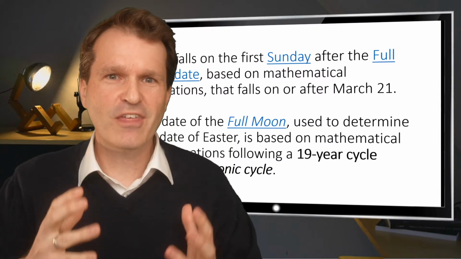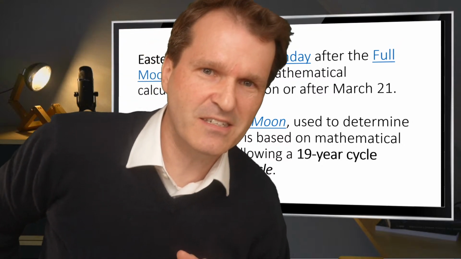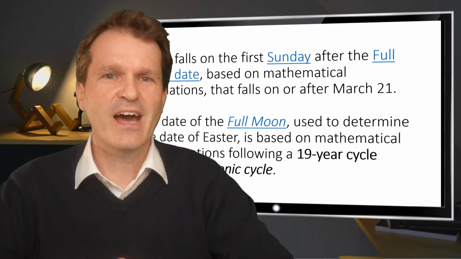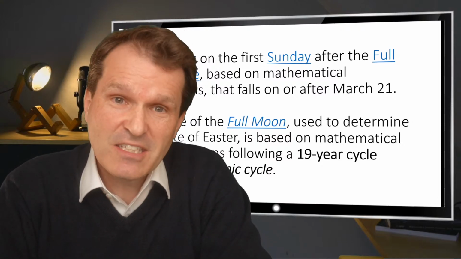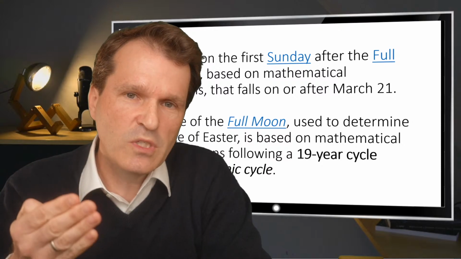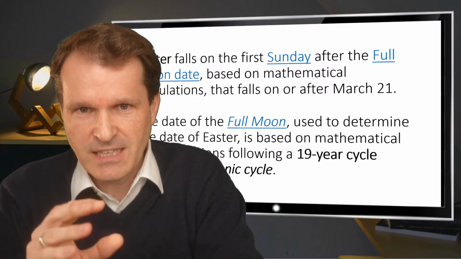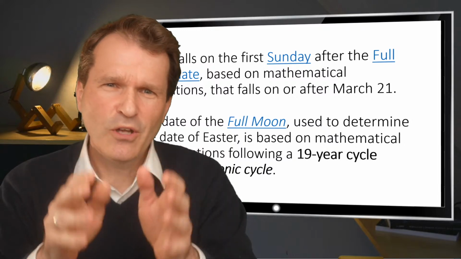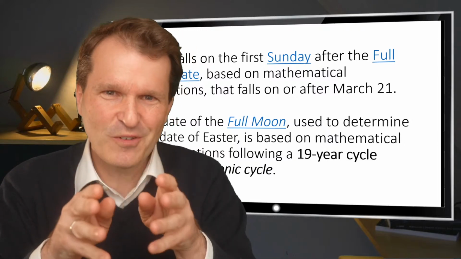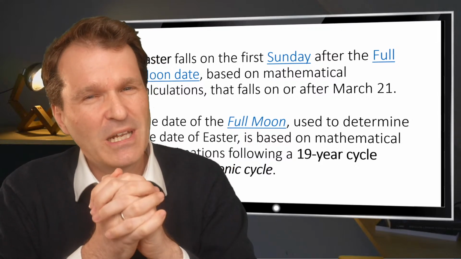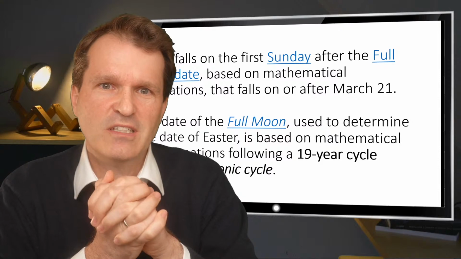Yes, everything in our world, or in most cases, has a rhythm behind it, a harmonic rhythm. And in this case, the calculation for the full moon date is based on the 19-year Metonic cycle. I will not go into the details of this specific cycle, but I will leave it up to you. Please do your own research on the background of the Metonic cycle.